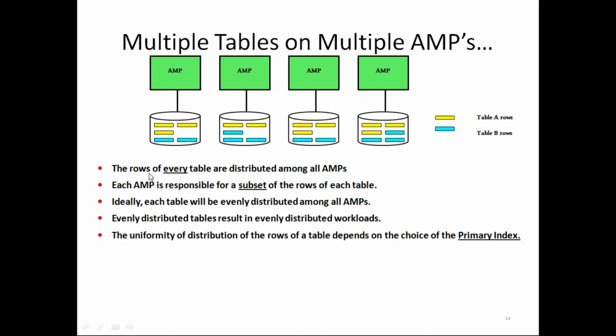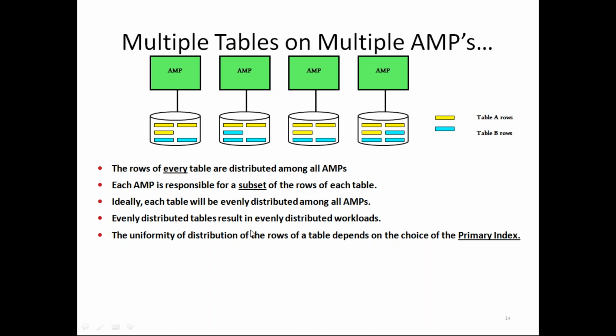Okay. So the rows of every table are distributed among all the amps, and each amp is responsible for a subset of rows of each table. Ideally, each table will be evenly distributed among all the amps.